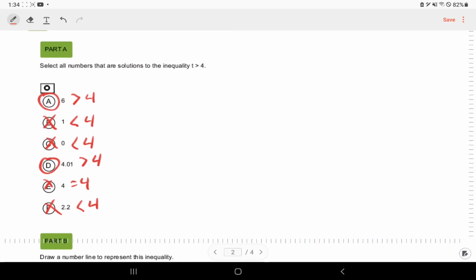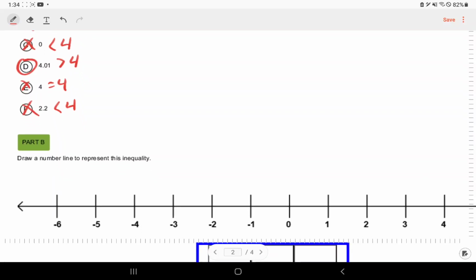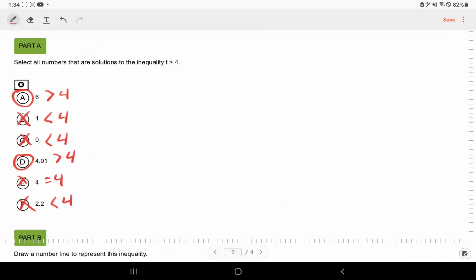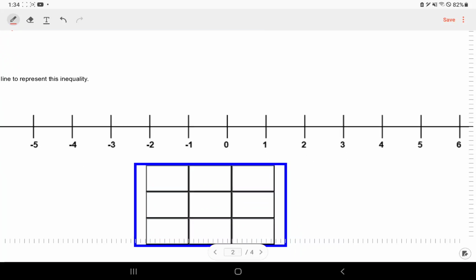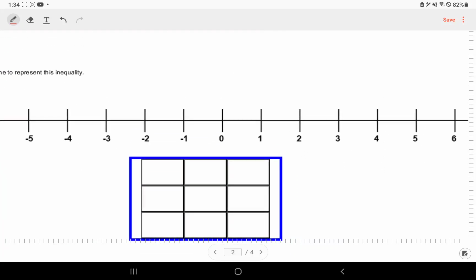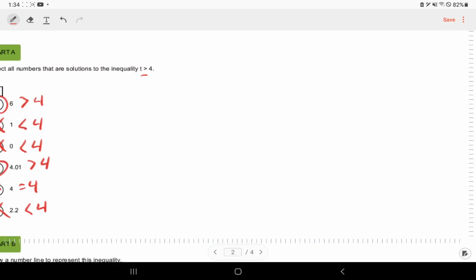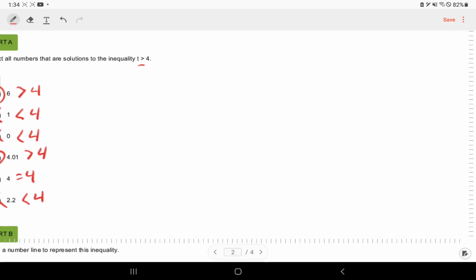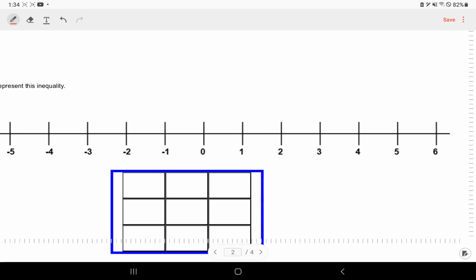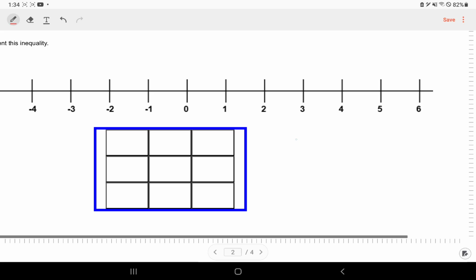And then it wants us to graph this inequality. Since it's greater than, we need an open circle. So we want the symbol that looks like this.